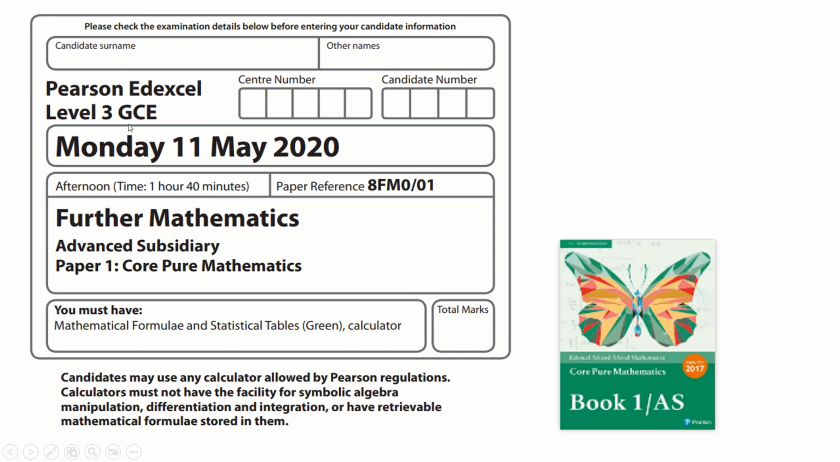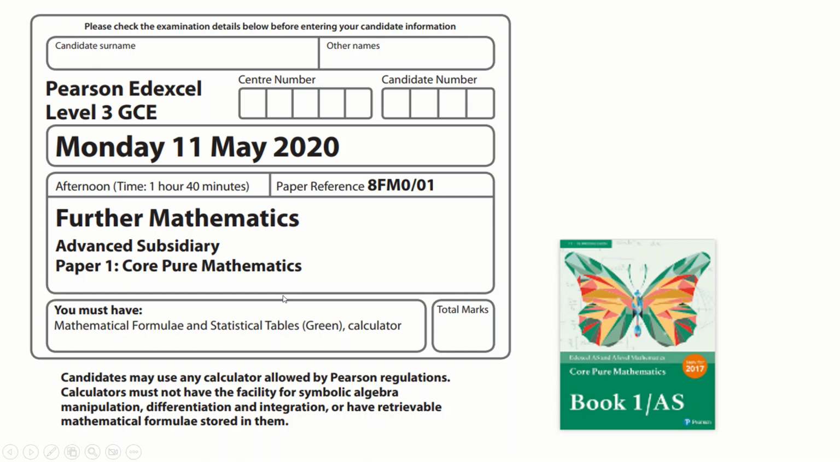This is the Pearson Edexcel AS Further Maths Core Pure 1 paper, so it's just based on this book. For some reason, it's 5 marks and 10 minutes longer than the actual A-level paper. Not really sure why. If you are doing the whole A-level, I would certainly not ignore these papers.